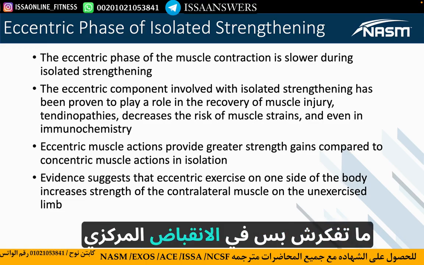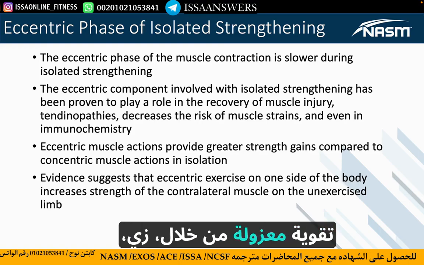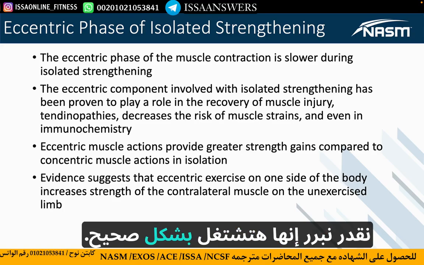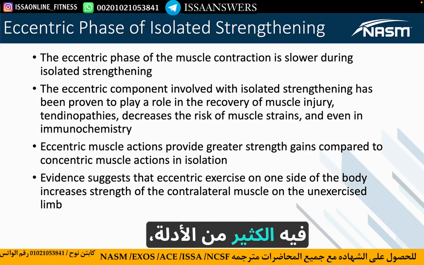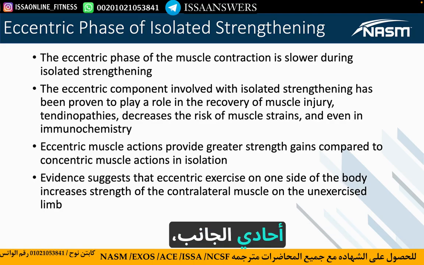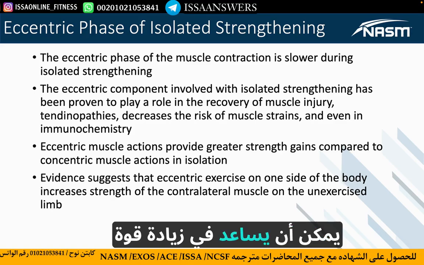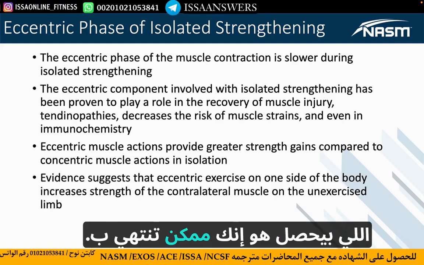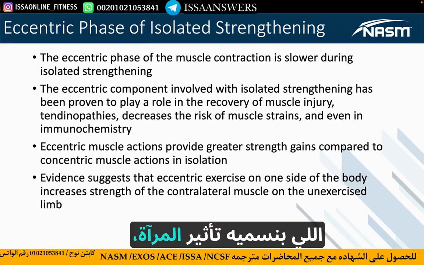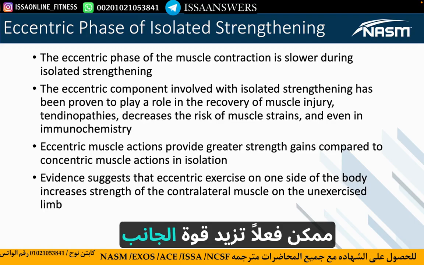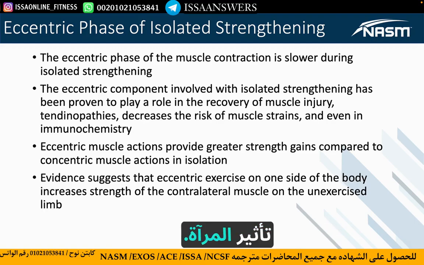Don't solely think of concentric or just regular, isolated strengthening through like the main movement. We have to think about the return phase to be able to justify that it's going to work in a correct manner. Lastly, if you look at the very bottom, there is a lot of evidence, a lot of research that indicates that eccentric exercise on one side, unilateral, can help increase the strength of the contralateral muscles. So basically what happens is you can end up with what we want to call a mirror effect of, if you work the right side of the body, you can actually increase the strength of the left side of the body through a mirror effect.